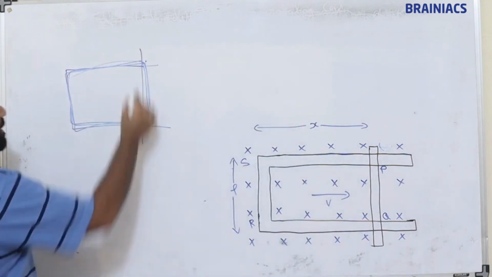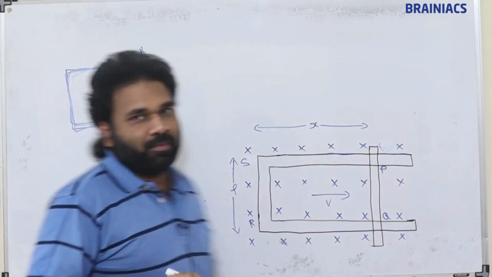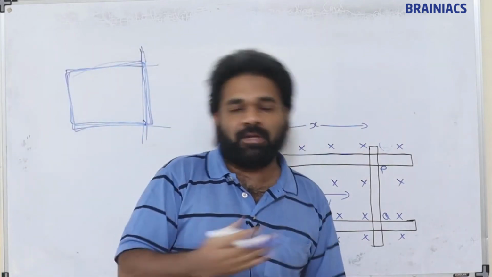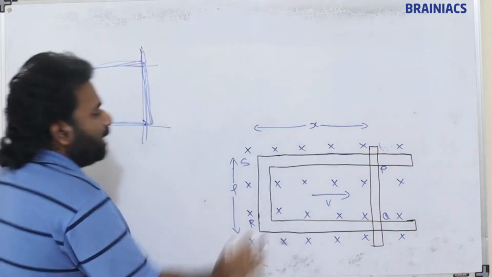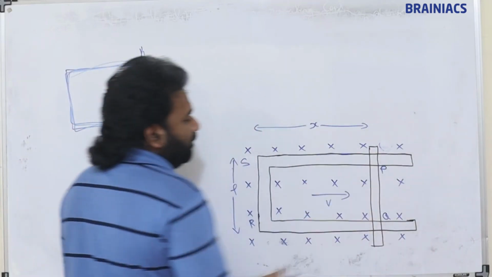If we keep a conductor like this, definitely this will become a closed circuit. If you may have doubts, that is why I said that also. Now come back to this. Now this conductor is moving with velocity v.